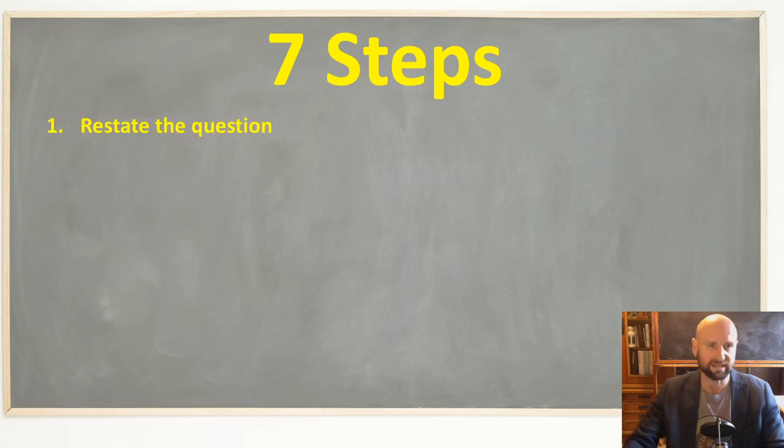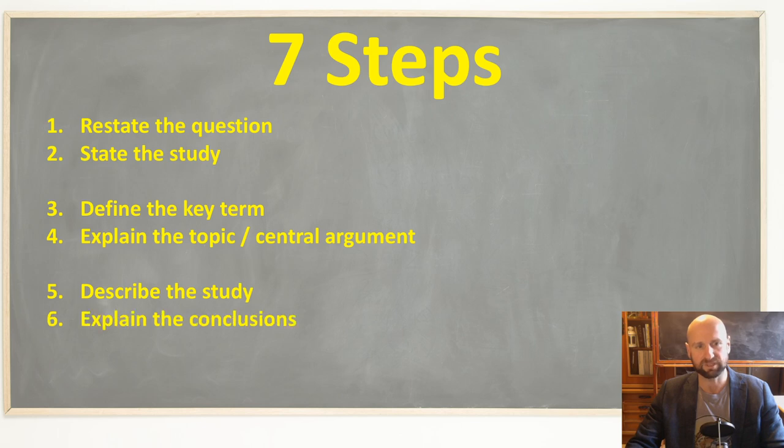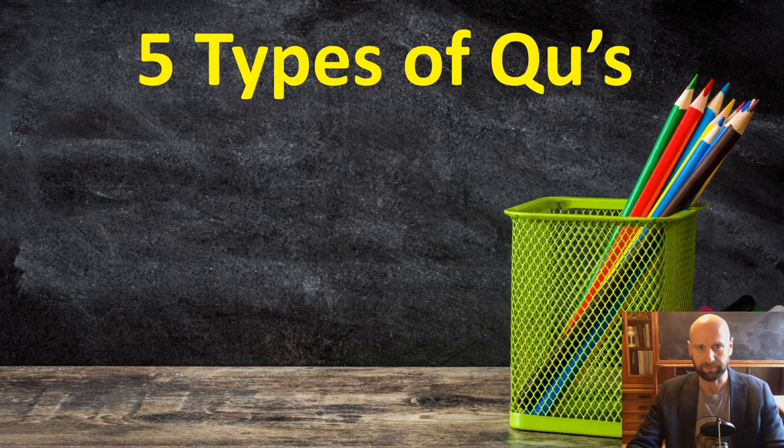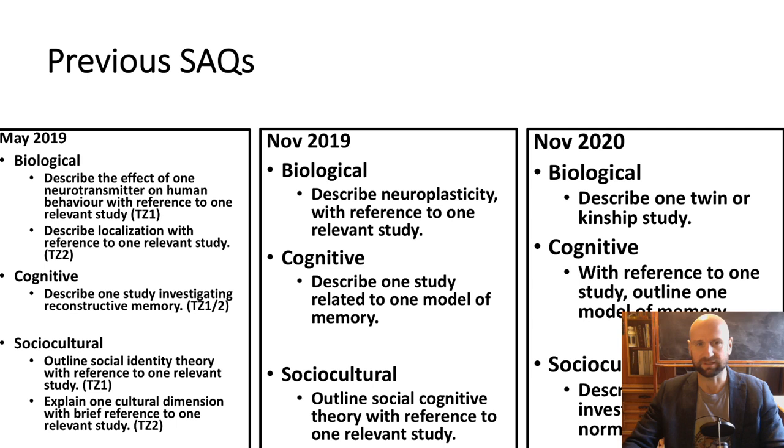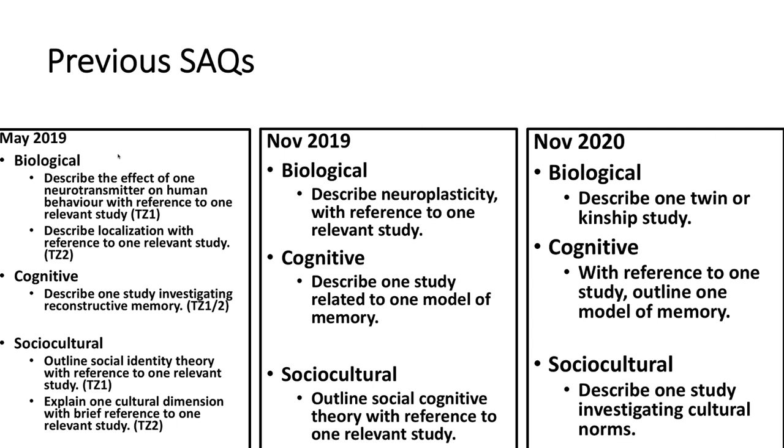Okay, so getting back to the 7 steps. So they are, right, you restate the question, state the study, key term, right, this is what it looks like. Okay, so we're just going to review this here, the research related to aspect. Right, so these are from the last 3 exam seasons. Now remember, there wasn't exams in May 2020 because they were cancelled, and so I just want to show a bit of a trend here that we can see.